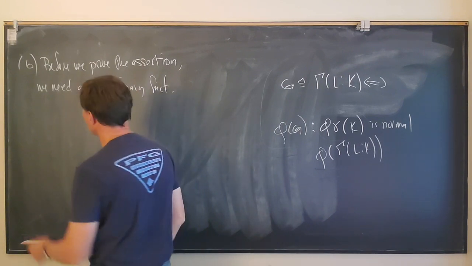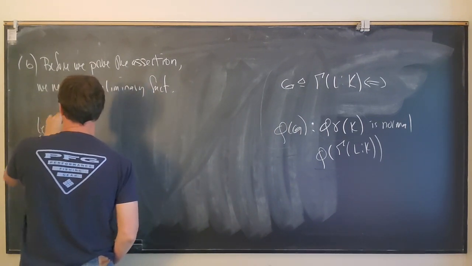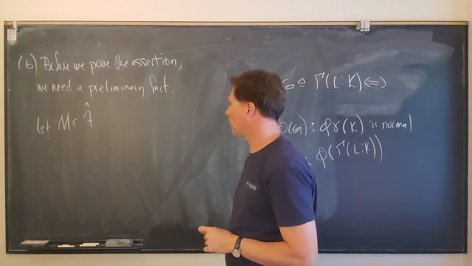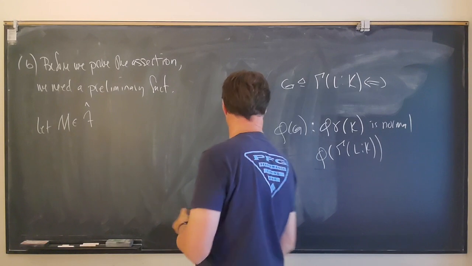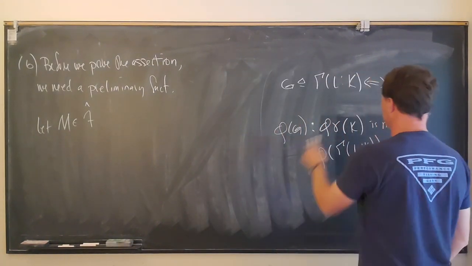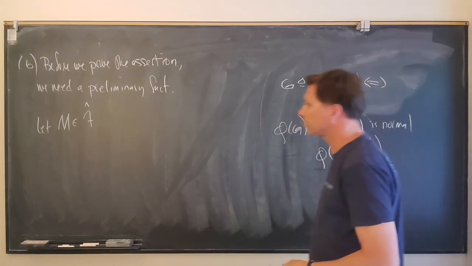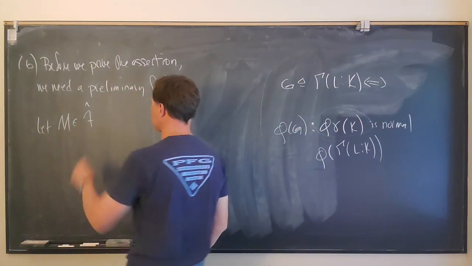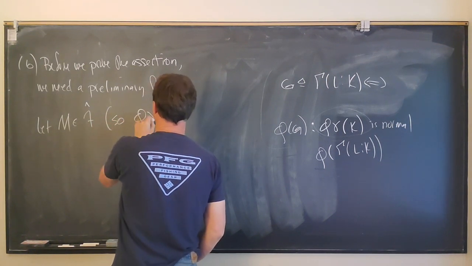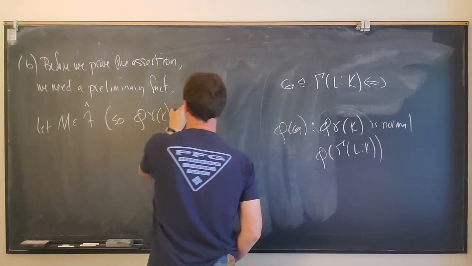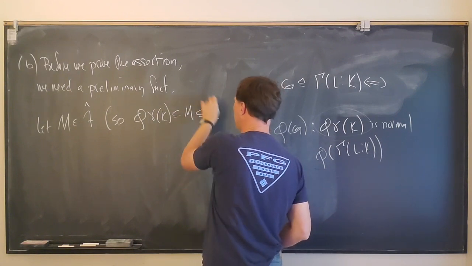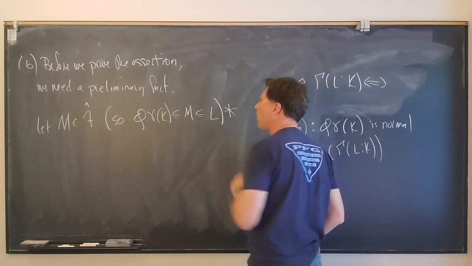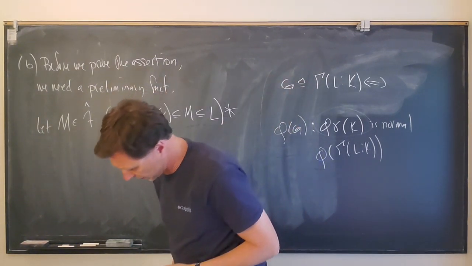Let M be in script F, so it's an intermediate field that's living in between L and that guy right there. In fact, let's say it like this: phi gamma of K is contained in M, which is contained in L. And I want to call this inclusion star. I'm going to use that in a second.